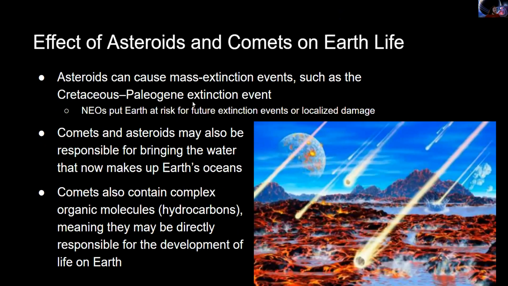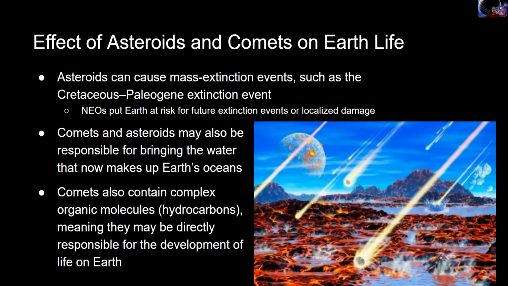And then some interesting effects of comets and asteroids on Earth. So I'm sure you've all heard about asteroids causing mass extinction events, like what wiped out the dinosaurs. That's called the Cretaceous-Paleogene extinction event. And that's something that the Earth is at risk for in the future, potentially, because we do have a lot of near-Earth asteroids, and there are still probably thousands more that we haven't detected. But that's one of the effects that pretty much everyone knows about. Everyone knows asteroids can hit the Earth and wipe out life.